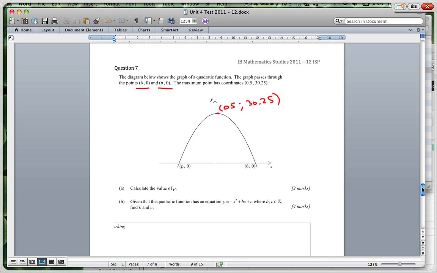Now, this 0.5, because this is the maximum point over here, is actually the value of the axis of symmetry. All right.